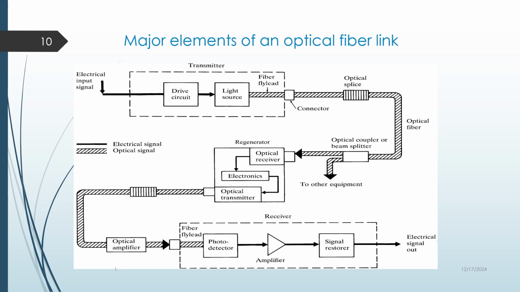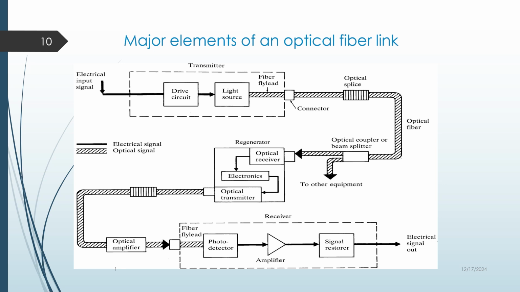Then there are the connector, optical splice, optical fiber and optical coupler, which will combine or split light signals, or we can call it a beam splitter. We can split the light signal from one fiber to another part or to other equipment, and the link also consists of a regenerator. For long-distance communication we are using a regenerator. At equal intervals we place a regenerator, which will compensate for any loss that occurs during the transmission.